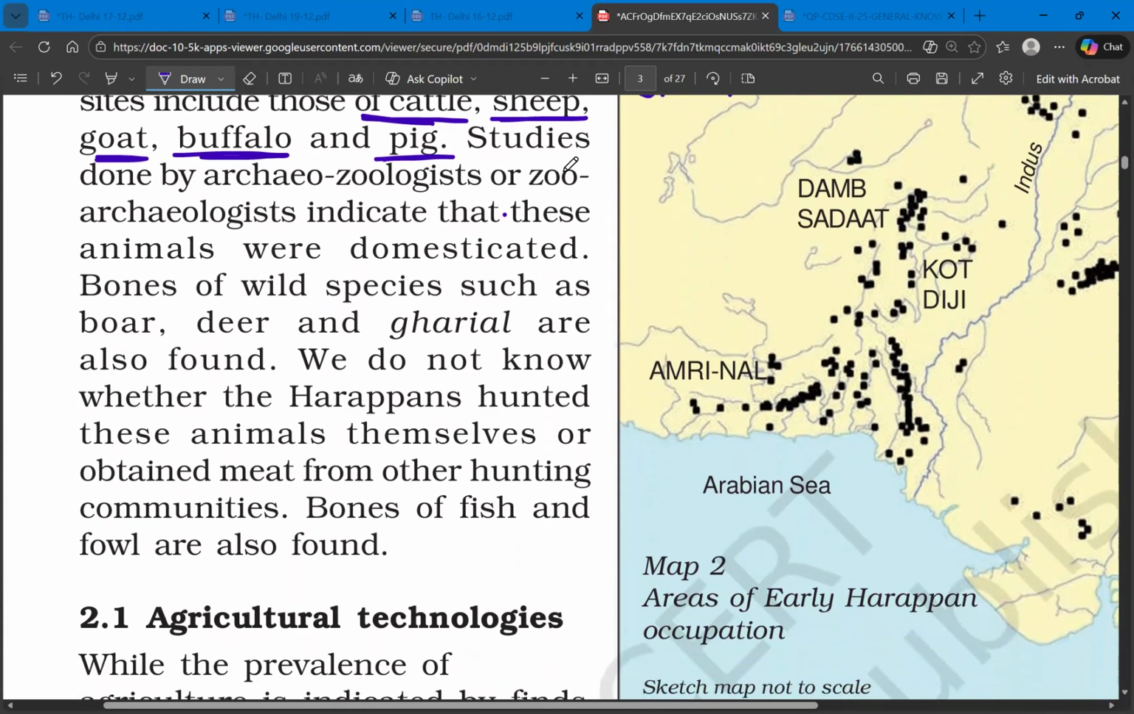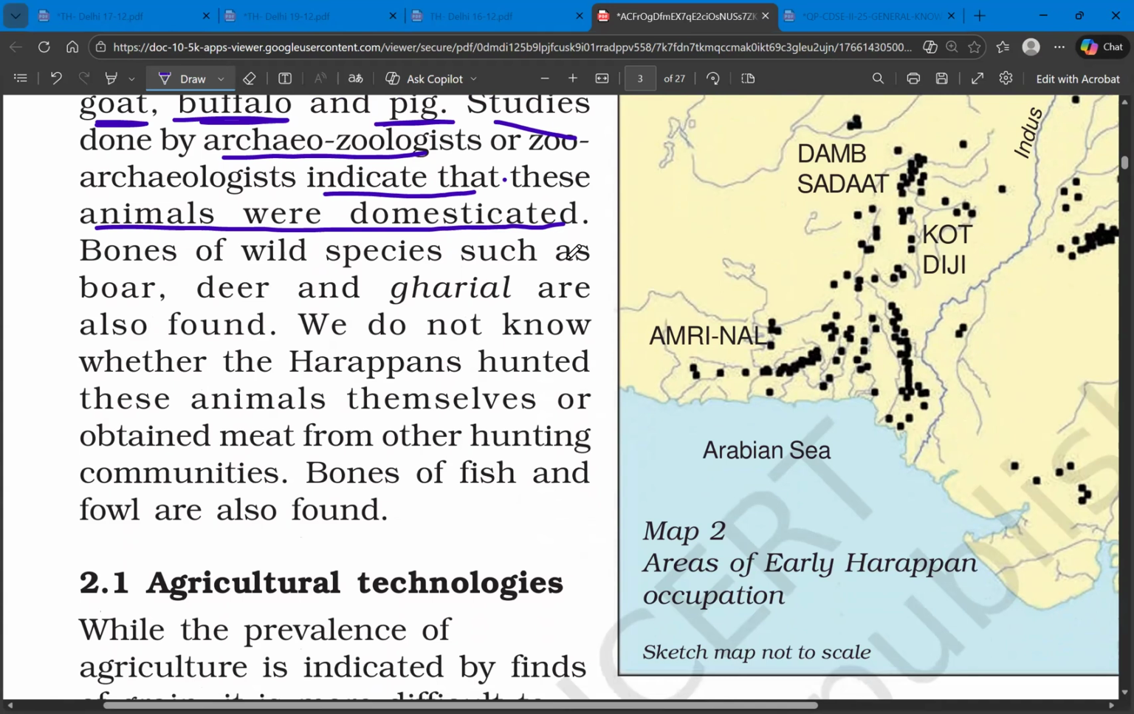The studies done by archaeologists indicate that animals were domesticated. So there was a practice of domestication of animals in the Harappan civilization also.